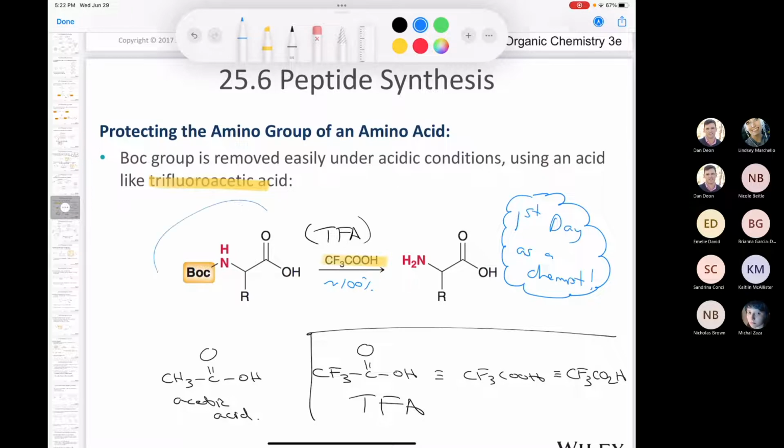All you do is take and stir the BOC protected amino acid in dichloromethane or something like that. You add some TFA. You don't even have to measure it out. You just add it in with a pipette and boom. Next thing you know, all the BOC groups are gone.